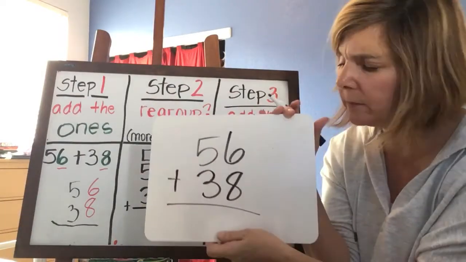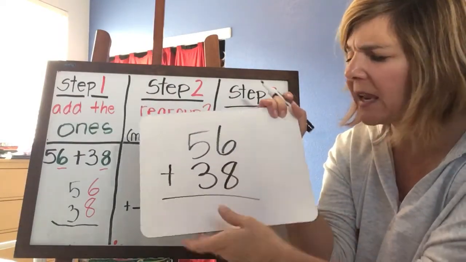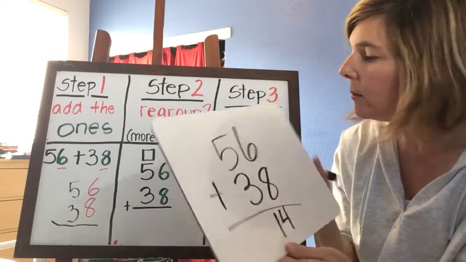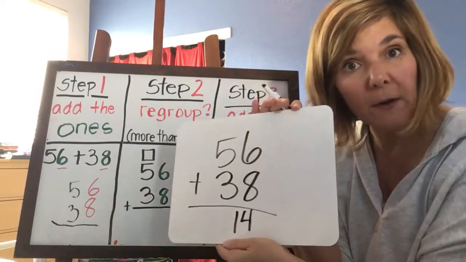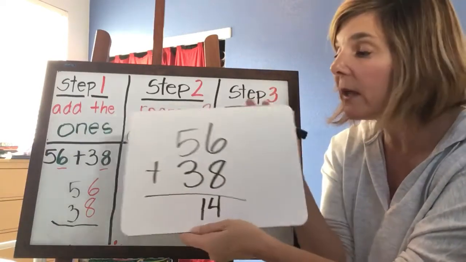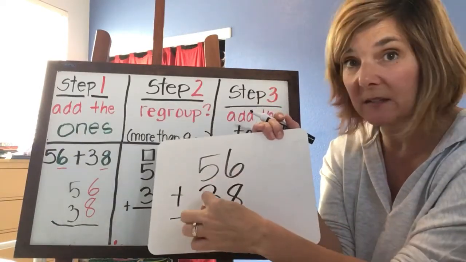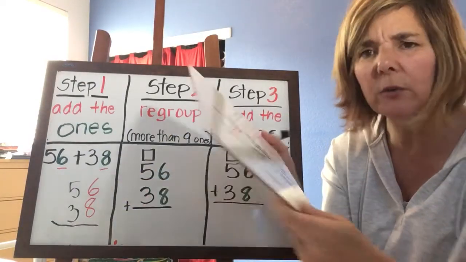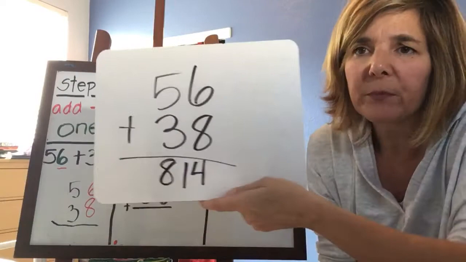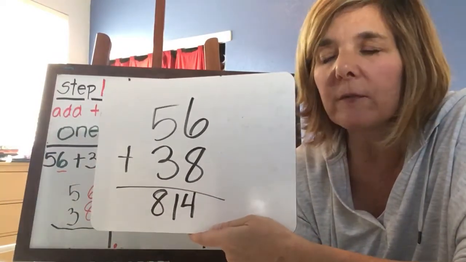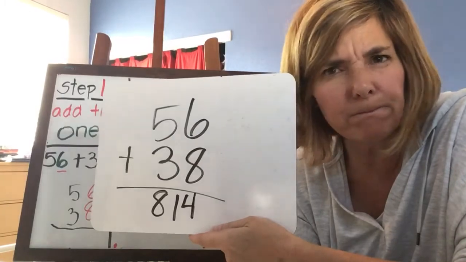Now I have to start with the ones. That's my step one. 6 plus 8 is 14. Okay. Now I put my 14 right there. 6 plus 8 is 14, right? Yes. Okay, now I have to add my tens. 5 plus 3. 5 plus 3 is 8. Okay, so here's my math problem. 56 plus 38 is 814, right?